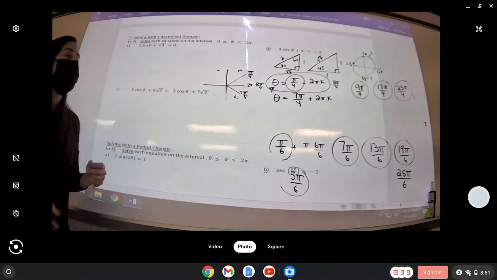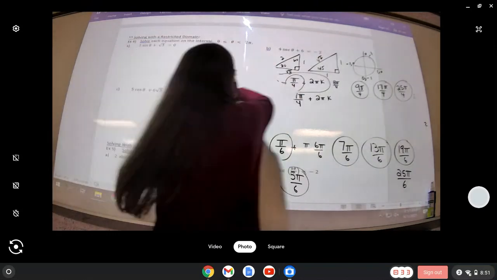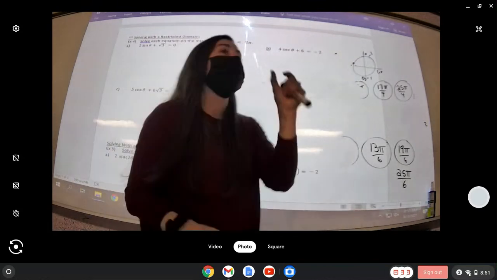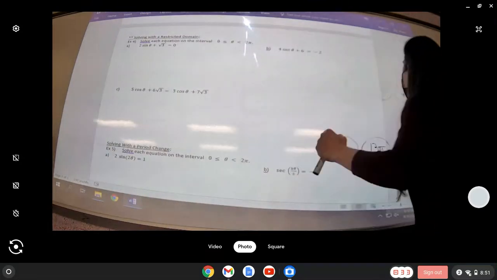And again, you should not need a calculator today. We should not need the inverse functions. They're not going to be capable of getting us all the answers, and they're not going to be capable of getting us the exact answer.